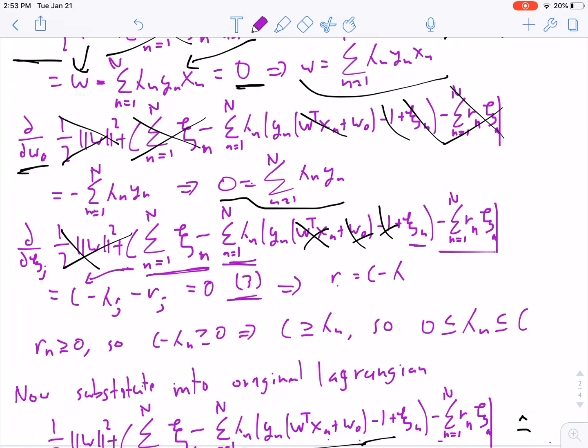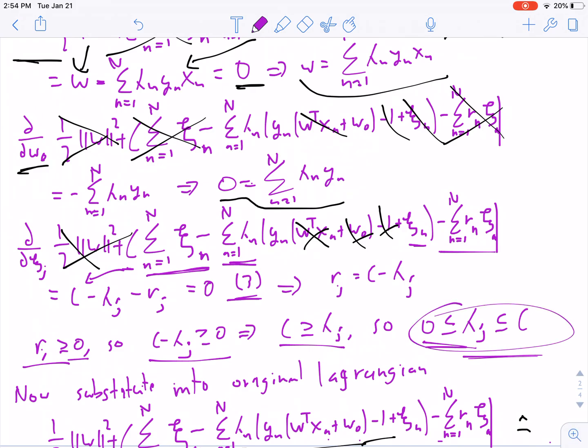And we can rewrite this as r j equals c minus lambda j. And we know by choice that r j is greater than or equal to 0. That's how we defined it. And so that means that since r j is equal to c minus lambda j, then c minus lambda j must also be greater than or equal to 0. And that implies that c is greater than or equal to lambda j. So that means that every lambda j, by definition, is greater than or equal to 0, and we just showed that it must be less than or equal to c. So this is another condition that we know must hold.